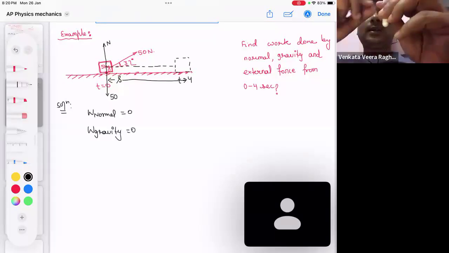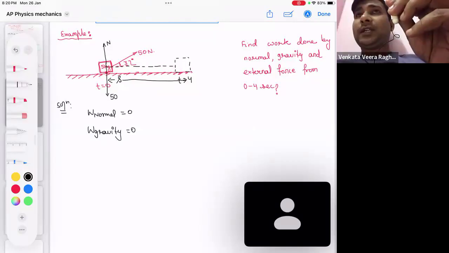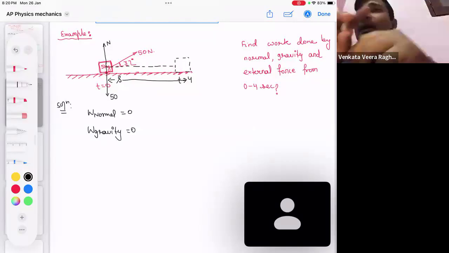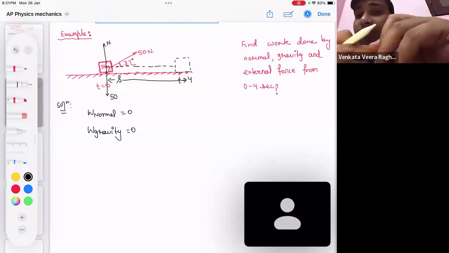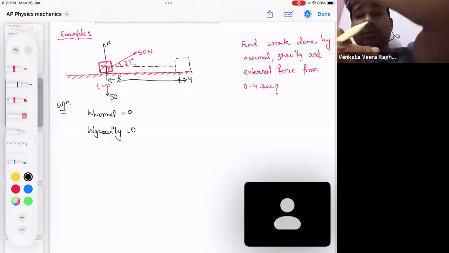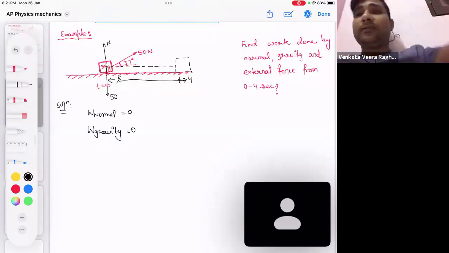Because normal is acting in the upward direction and the particle displacement is in the horizontal direction. So normal and displacement are going to be perpendicular to each other, so work done by normal is going to be 0. The same thing happens for the gravitational force also. So that's why the work done by normal and gravity is 0. Now please tell me what is the work done by the external force. Please calculate it and tell me how much it is coming.